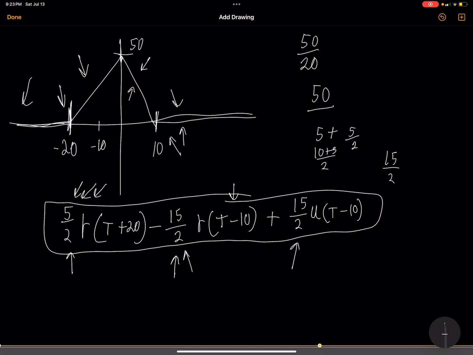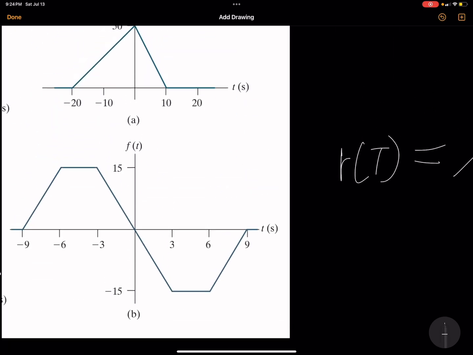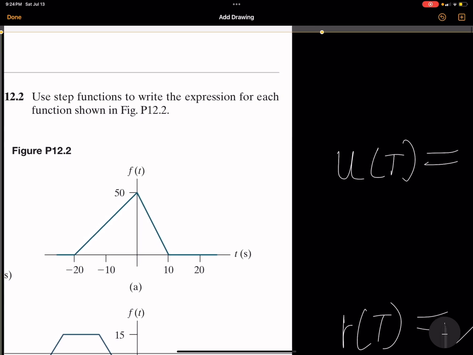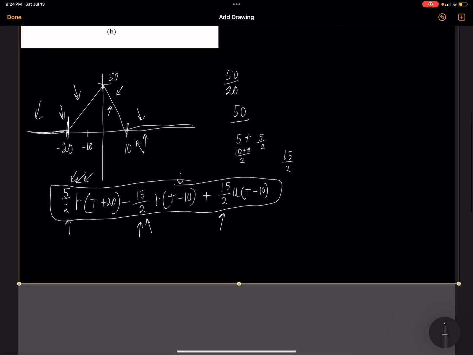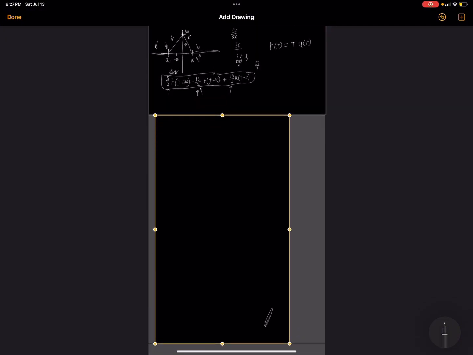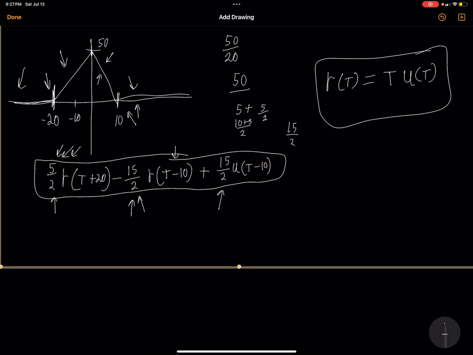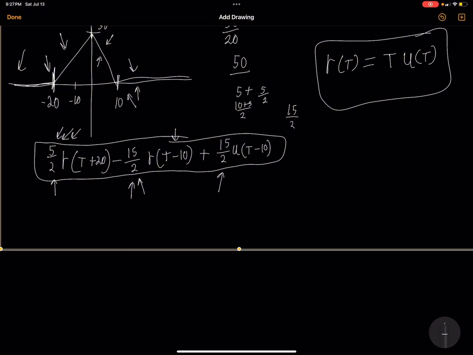Now, if the question asks to convert to only unit step, you can do that, but this is right. And the question asks use step functions to write the expression. Oh, so no, we're going to have to convert them anyways. So that conversion, the equation is as follows. It's pretty understandable. This is the equation right here, right? And how you would do that is basically r of t is equal to t u of t. So whatever this t value is, you are putting it here and here for the unit step, and that's it.